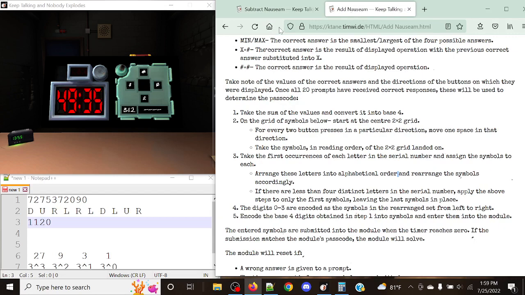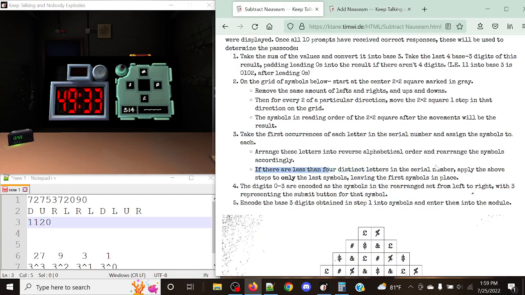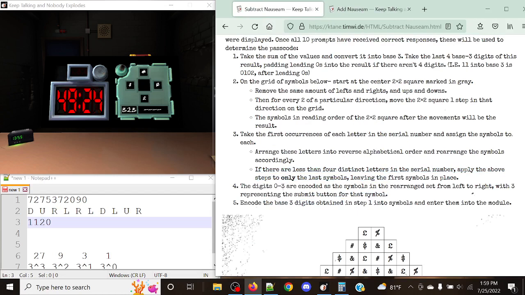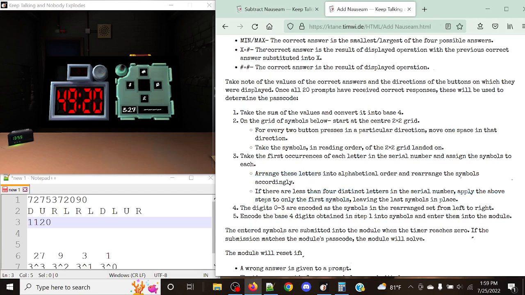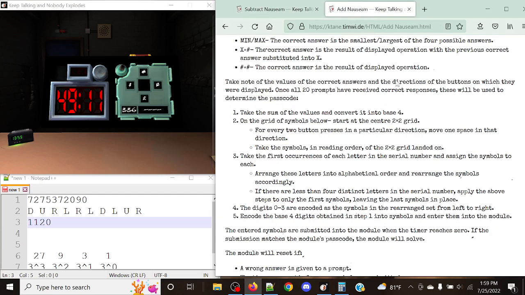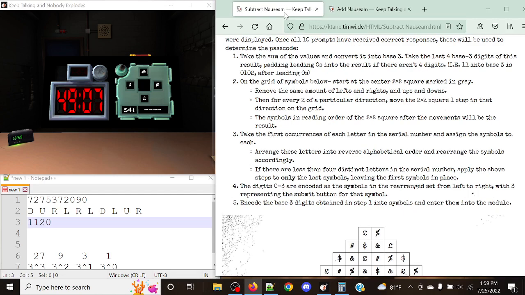And also, if there happens to be less than 4 distinct letters in the serial number, apply the above steps to only the last symbols in subtract nauseam compared to the first symbols in ad nauseam. So subtract nauseam is only the last symbols, and ad nauseam is only the first symbols, leaving the last in place, and so on. It's basically the opposite in the steps. Reverse alphabetical, last symbols, and then for ad nauseam, it is alphabetical, first symbols. That's the way this works. So that's what we're going to be looking at here.